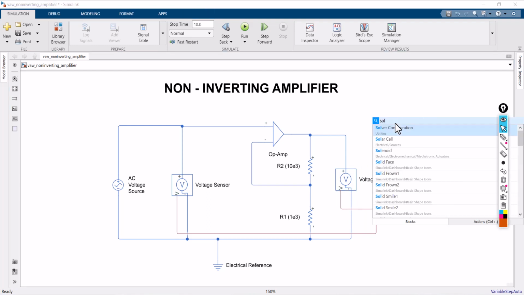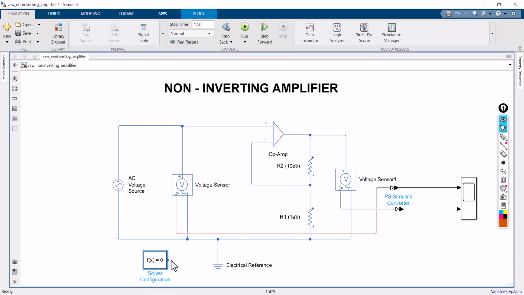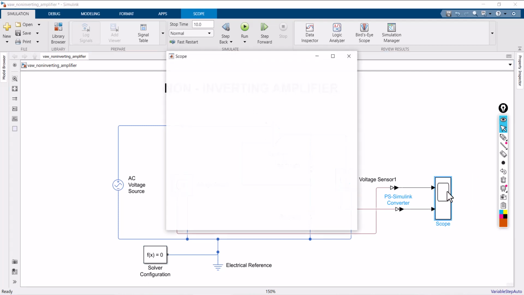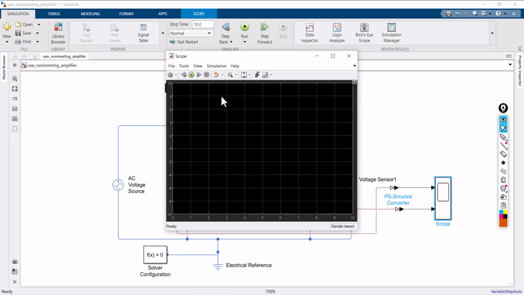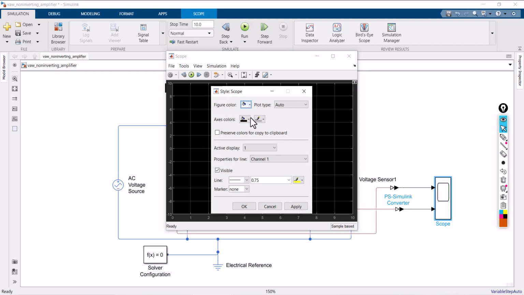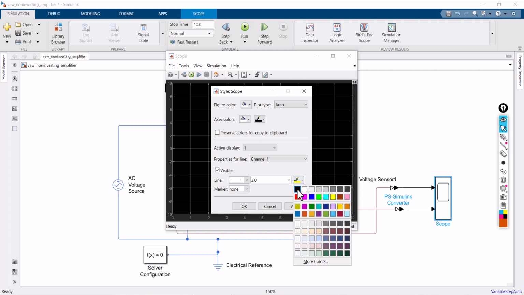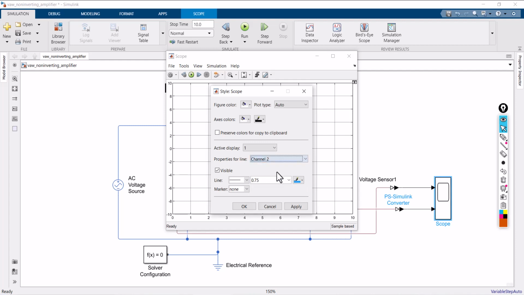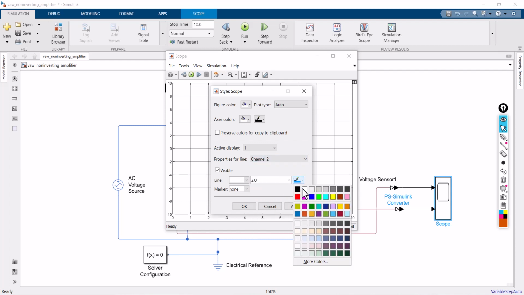And I need a solver configuration. Without solver configuration, it won't work. You have to connect it anywhere in the system. I'll change the background. Channel 1, make it as 2. And my input voltage, let it be in black color. And go to channel 2. I want the output voltage to be in red color.